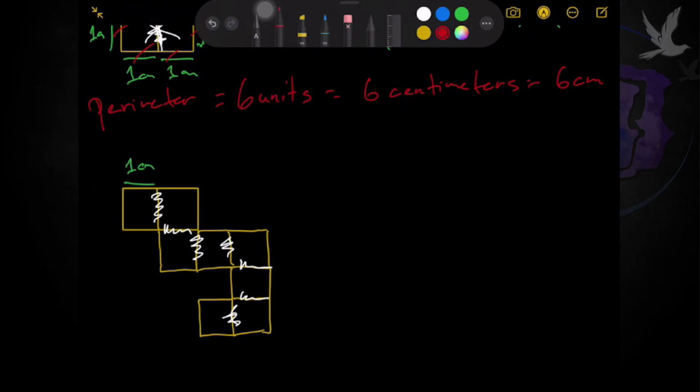So, ibig sabihin, you have 1, 2, 3, 4, 5, 6, 7, 8, 9, 10, 11, 12, 13, 14, 15, 16, 17, 18. So, that's how you basically do the perimeter. So, ibig sabihin, for this figure over here, we have 18 centimeters for our perimeter.